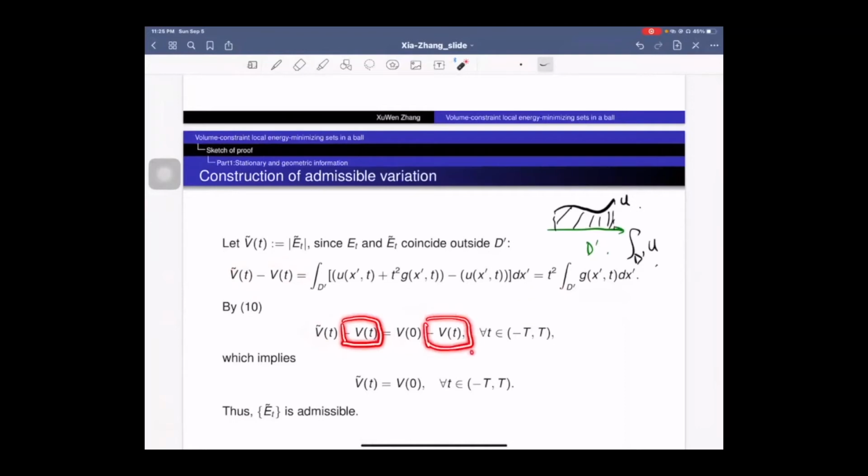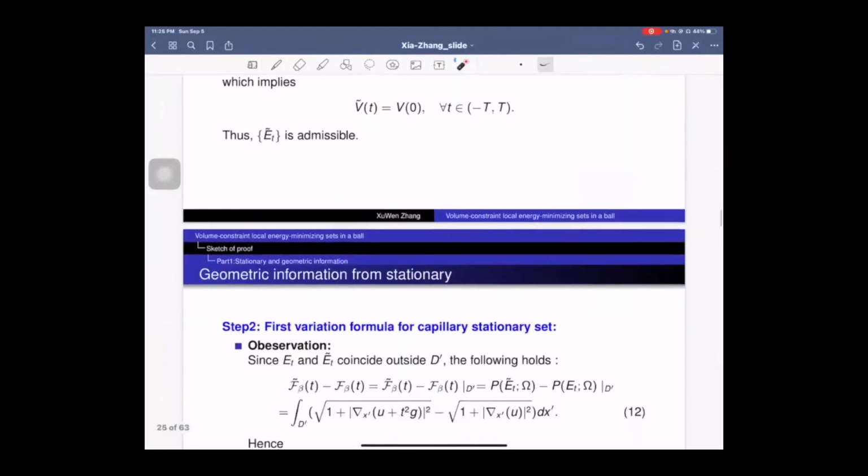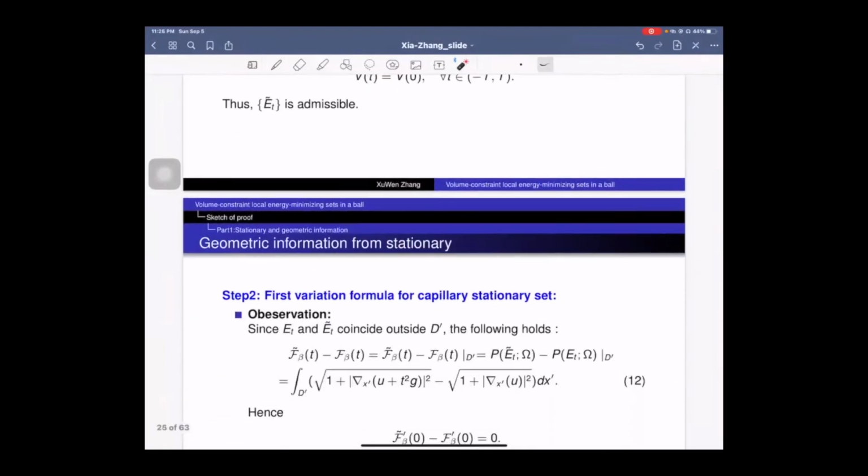So we will finally have that the V_t is always V0, which means that the volume of E_t is always the same as the original set E. So E_t is indeed an admissible set. And now we have the admissible sets.